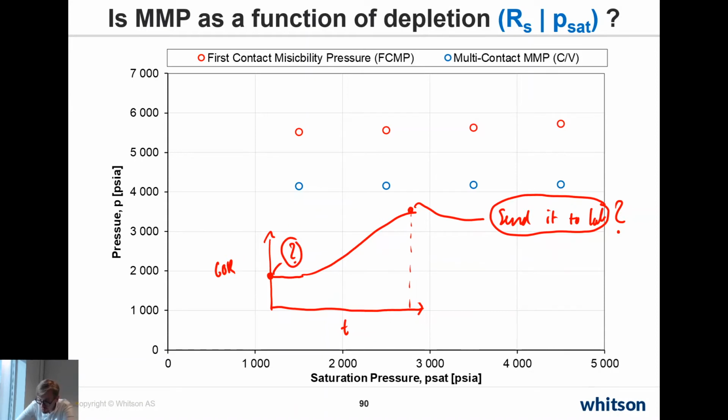The most important thing to emphasize there is that it's not really very, very important. And the reason is that, and you can simulate this and you can do it in the laboratory, the MMP pressures, both the multi-contact, which is given in blue, which is lower than first contact, and the first contact miscibility pressure is not a very strong function of GOR or solution GOR. And that's what we're essentially trying to say here.